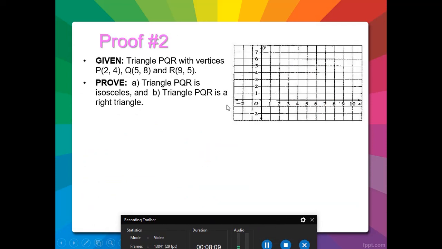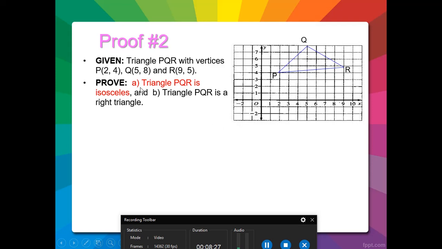In example number 2, we're provided triangle PQR with its vertices. So I'm going to go ahead and graph that. There are 2 parts to this proof. We have to prove that the triangle is isosceles, and then we have to further prove that it is a right triangle. So I've got my vertices labeled.